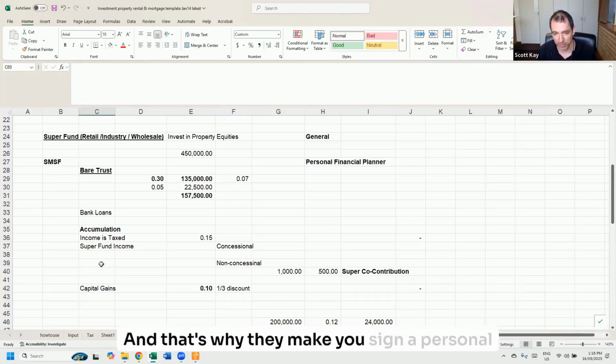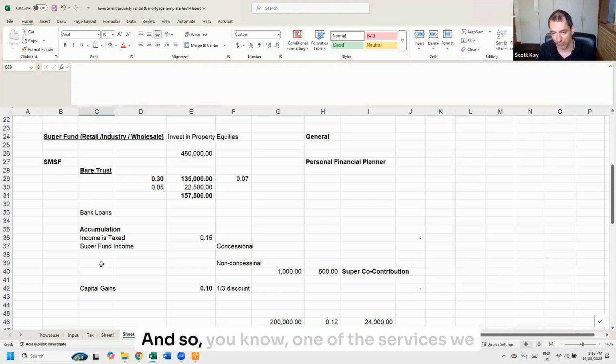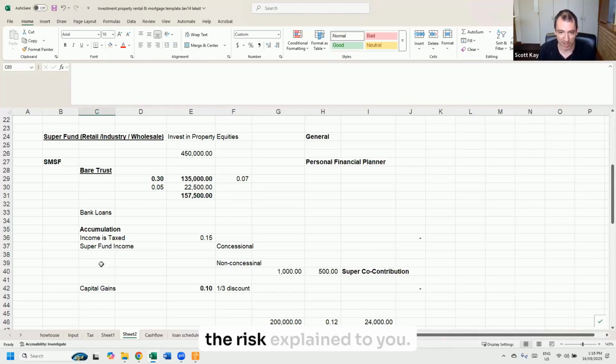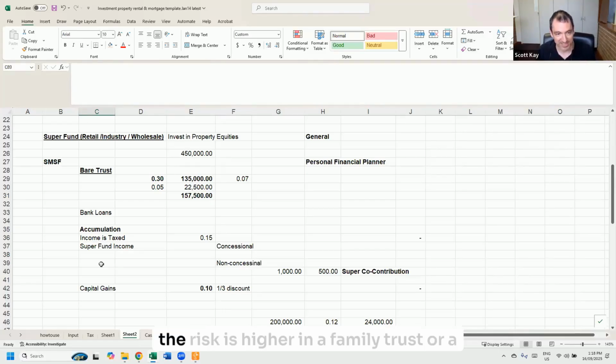And that's why they make you sign a personal guarantee. So one of the services we offer is, when those letters come in that say you need an accountant to explain the structure to you or sign off that you've had the structure and the risk explained to you, that's something that we do. So from a bank perspective, the risk is higher in a family trust or a self-managed super fund. But for you, the risk is kind of the same, but maybe slightly lower because it's one step removed from you personally.